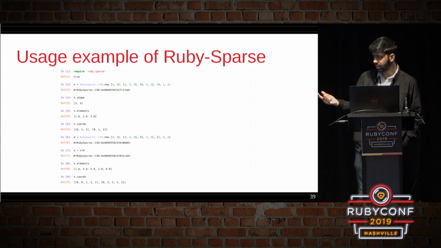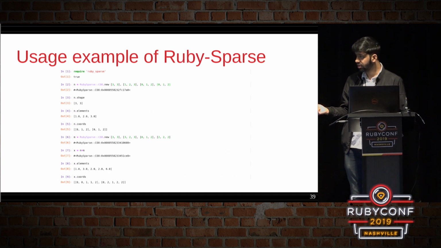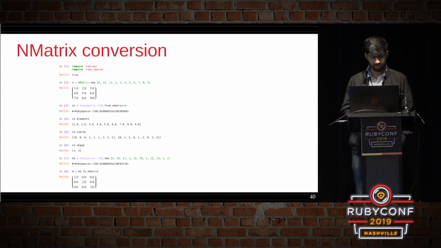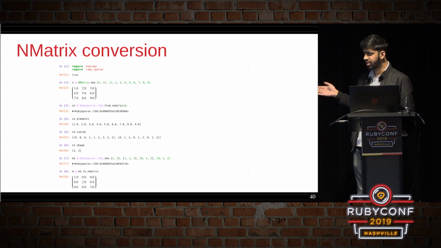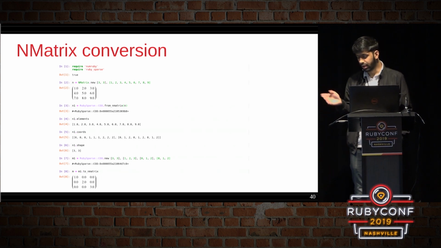So that's also something we are working on, to improve the iRuby support for this. Then here's a conversion to and from NMatrix. First we go from NMatrix to COO. You declare a simple NMatrix, and here it's printed. Then if you want to convert it to a COO matrix, you can simply do COO dot from n matrix and pass the corresponding matrix. It will give you the corresponding COO matrix for that.